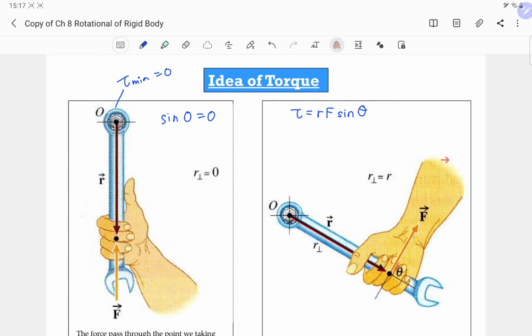Okay, how about the diagram on the right hand side? So the angle between R and F is 90 degree. Sine 90 is equal to 1, which will give you the maximum value of the torque. So the concept that you have to remember is that R and F should be 90 degree in order to get maximum torque.